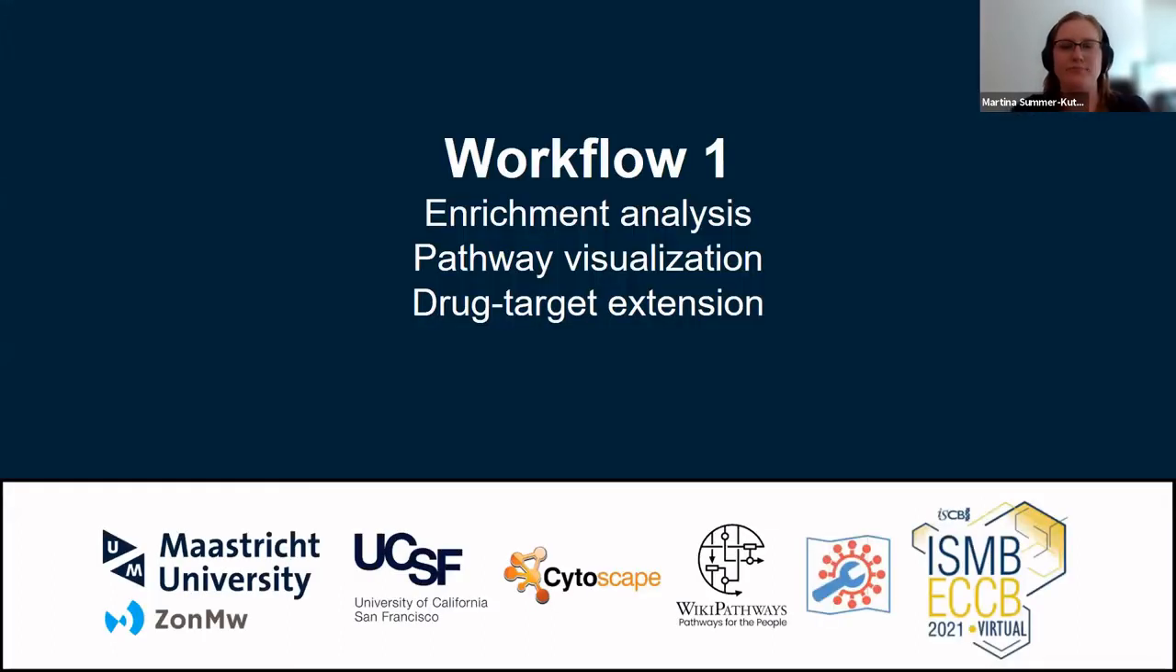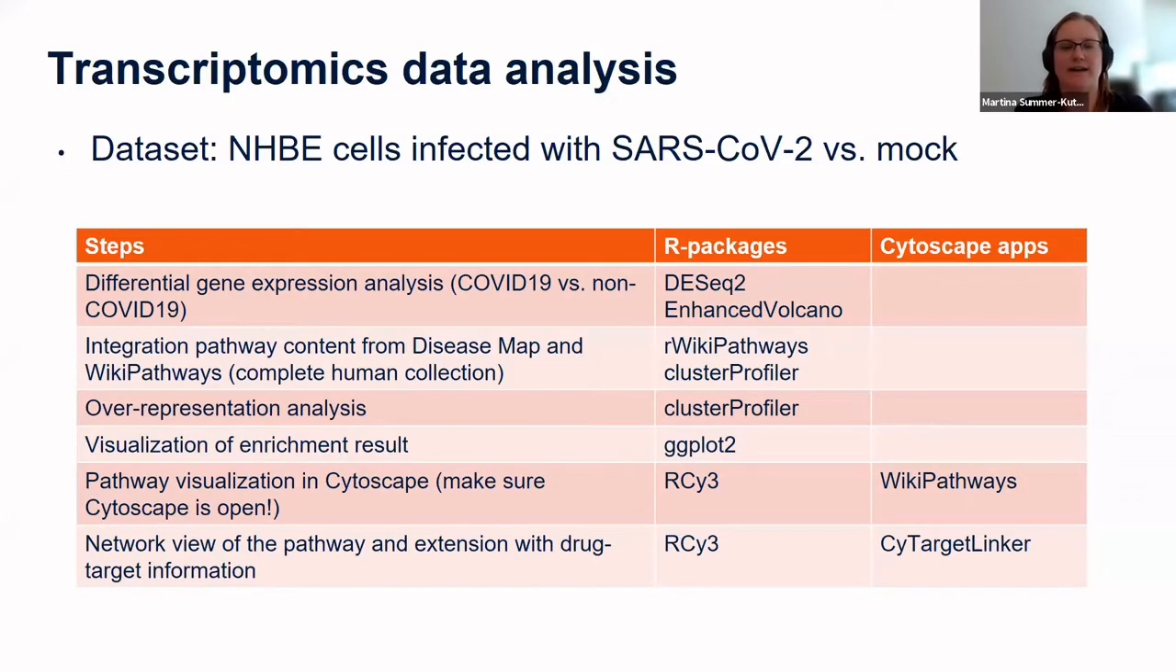So what are the workflows we're looking at? So the first workflow is the typical enrichment analysis part, but it also shows you how you can visualize the pathways with the Cytoscape automation feature and extend pathways with drug target information. So as an example, these are the steps. So we will use the data set that Lauren described so nicely yesterday of the bronchial cells, the NHBE cells. One group is infected with SARS-CoV-2, the other one is infected with a mock infection.